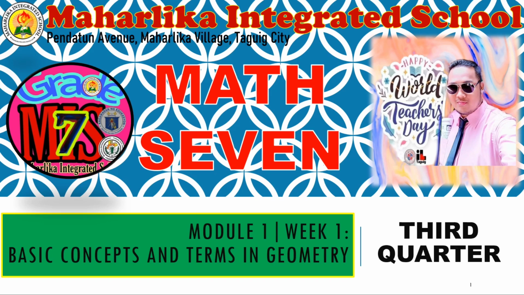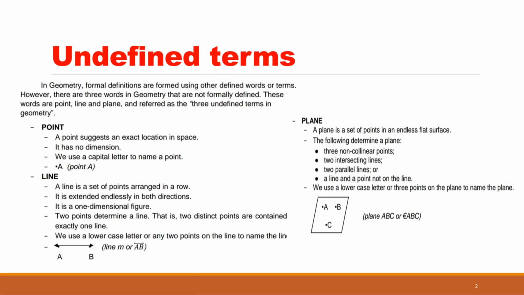So let's start. For this third quarter in geometry, let's first define geometry. Geometry comes from the Greek word geo, which means earth, and metron, which means to measure. So this is geometry. So let's have first the undefined terms in geometry.